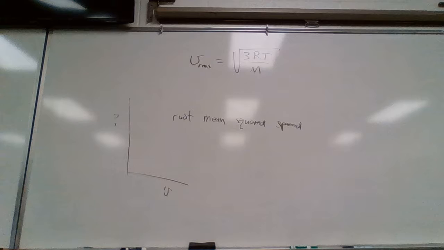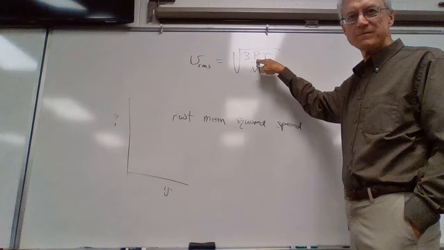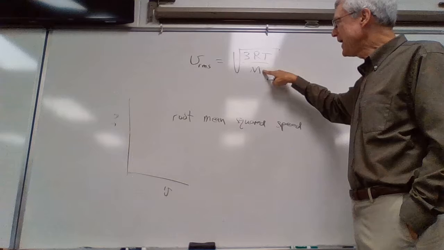All right, now here's what that is. Obviously, the 3 is a 3. R is the gas constant, 8.31, same one as you know. T is the temperature in Kelvin. Capital M, again, is the molar mass you can get from the periodic table.